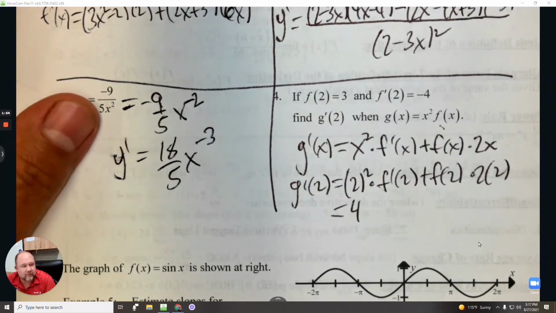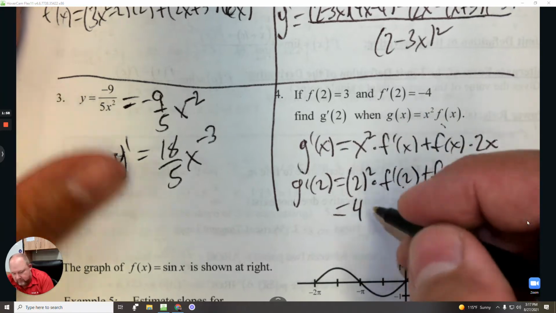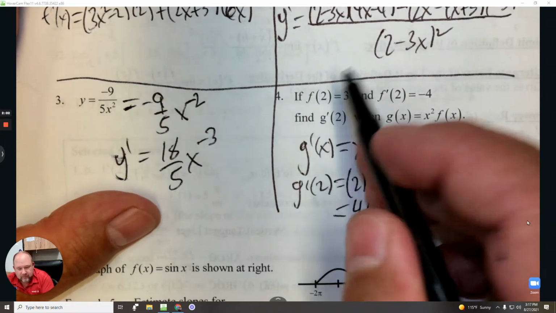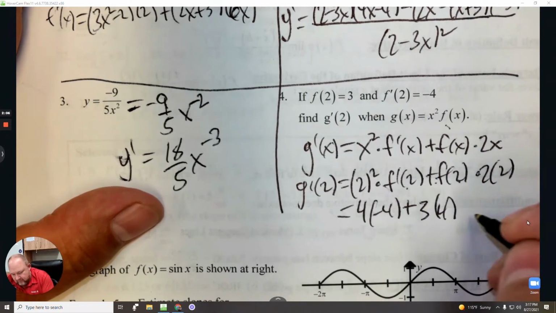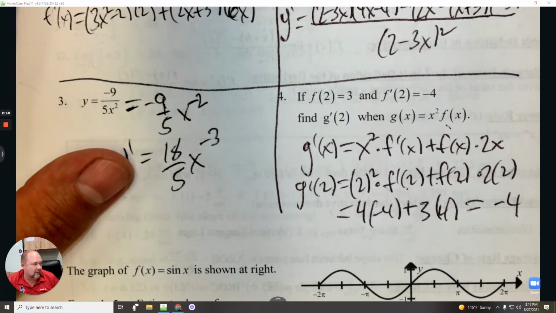So 2 times 2 is 4. F prime at 2 is negative 4. F at 2 is 3. And 2 times 2 is 4. So this is negative 16 plus 12, so that answer is negative 4.